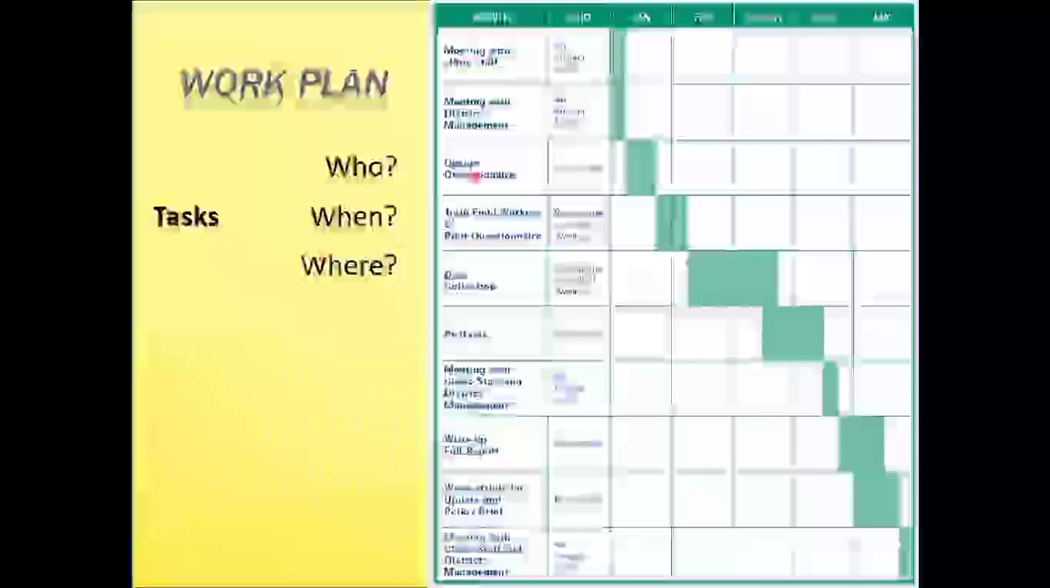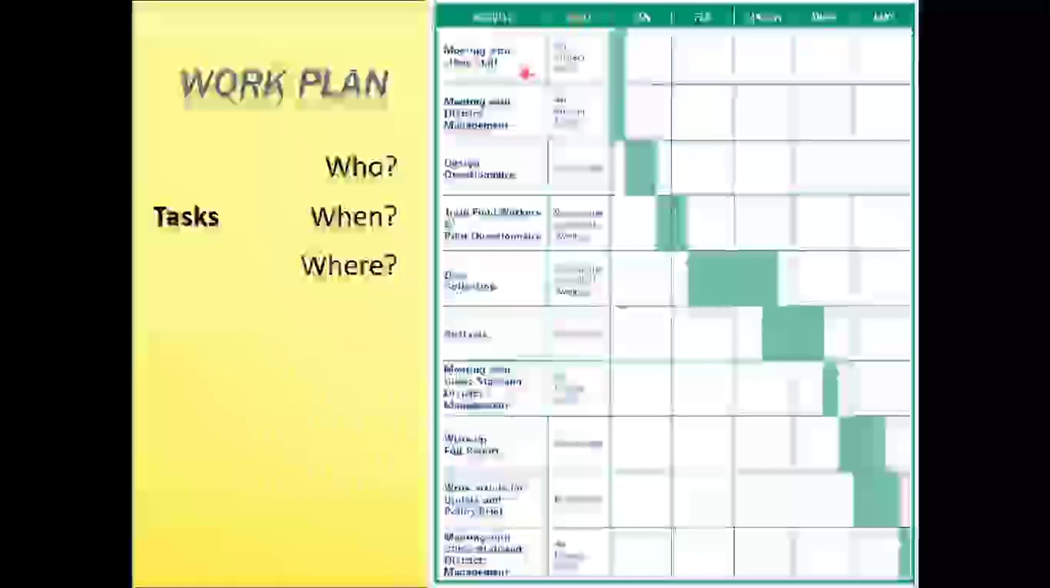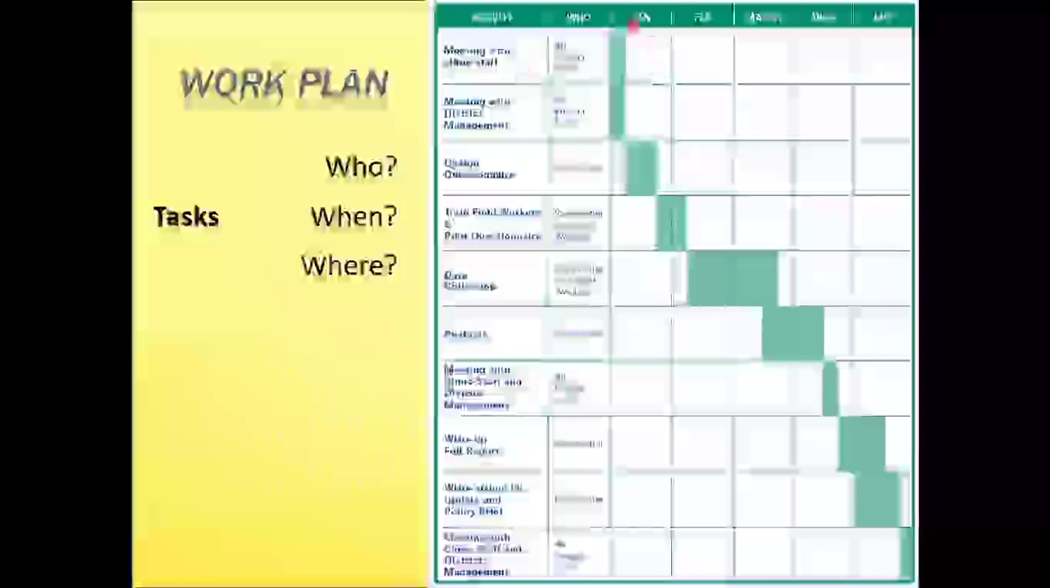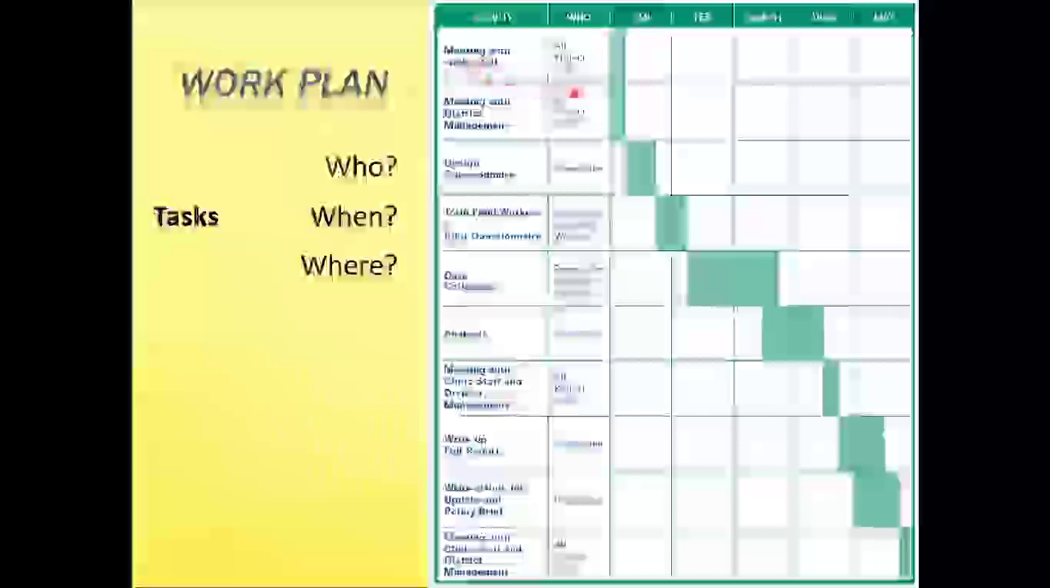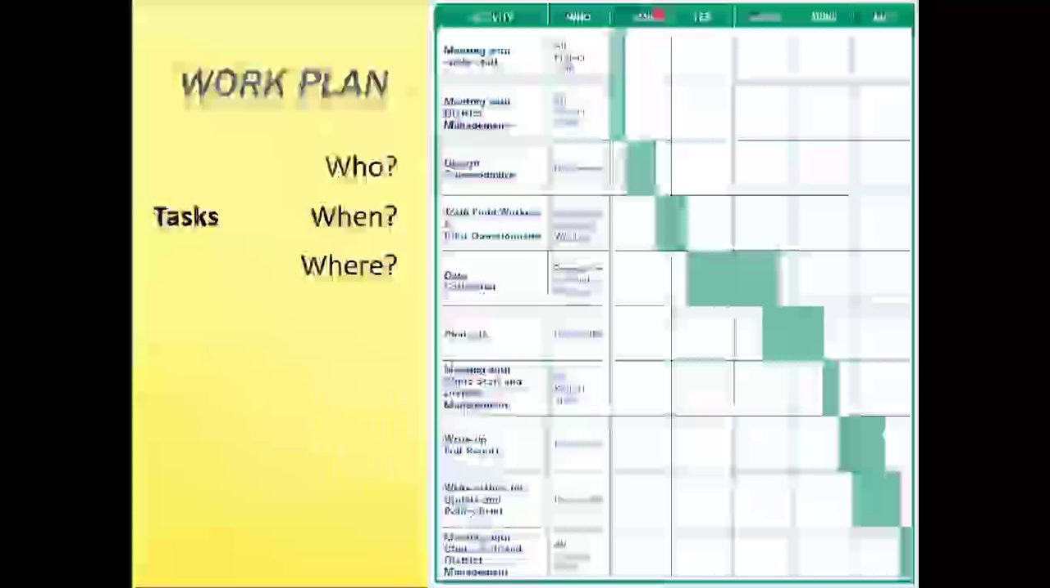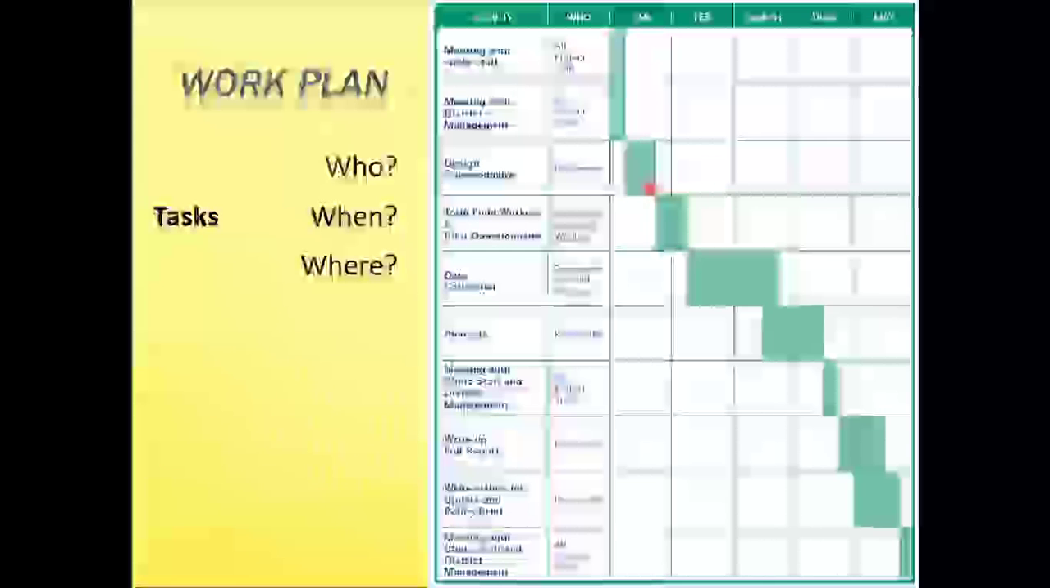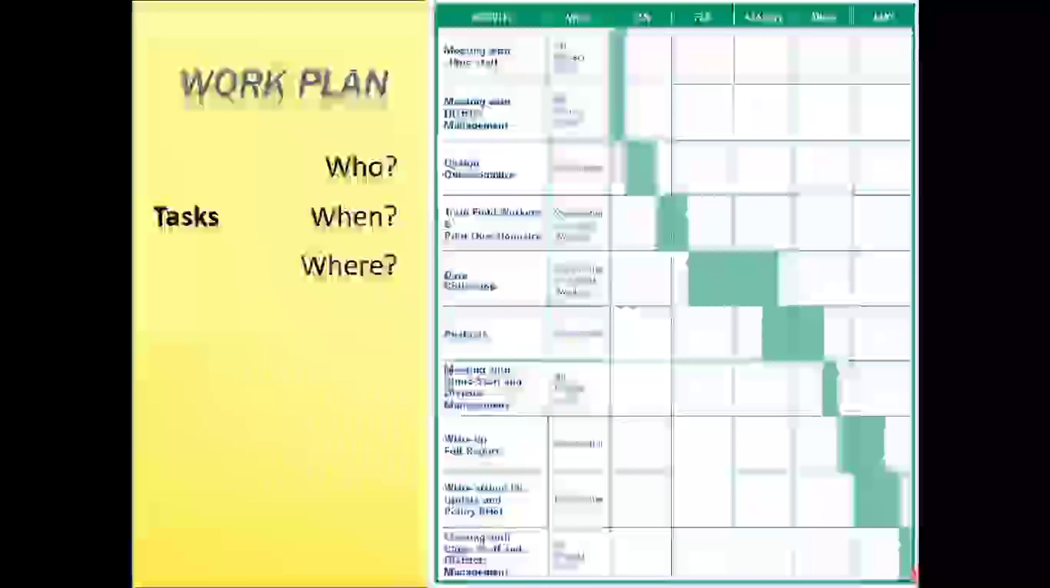So the first thing is we start with training of the whole staff, or we meet the clinical staff and we train them. Then, in the same month, we tend to meet the district management. We design the questionnaire. We train the field workers. We go for data collection. Then we go for analysis, meeting with clinical staff and district management, write a full report, write up the policy, and then meet with clinical staff and discuss the result.